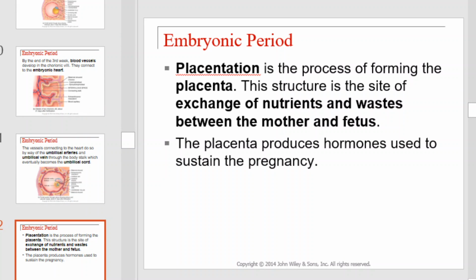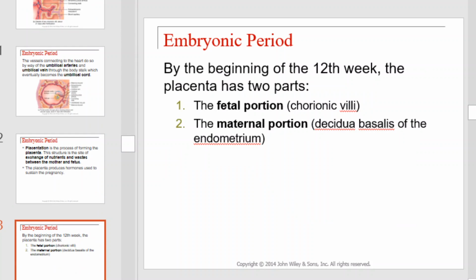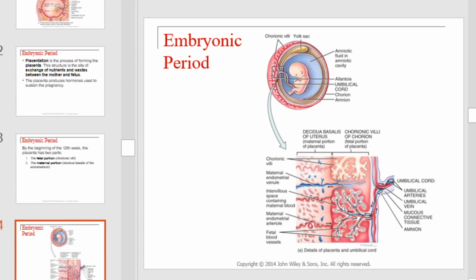Placentation is the process of forming the placenta. This structure is the site of exchange of nutrients and waste between the mother and fetus. The placenta produces hormones used to sustain the pregnancy. By the beginning of the 12th week, the placenta has 2 parts, the fetal portion, or chorionic villi, and the maternal portion, the decidua basalis of the endometrium. Those structures are illustrated in this diagram.